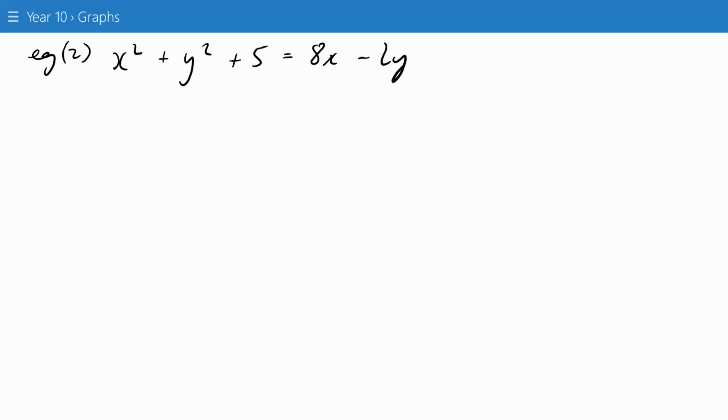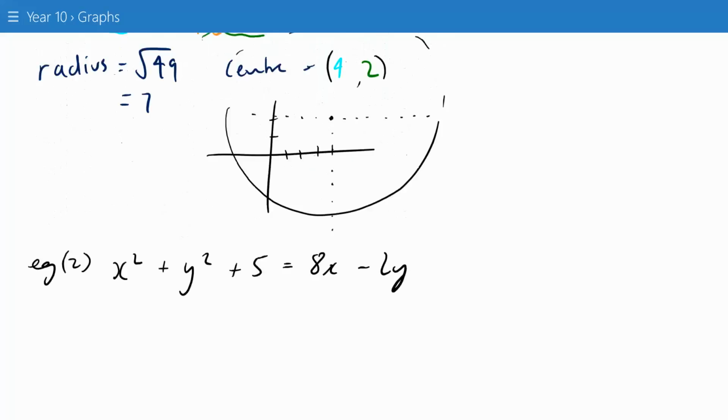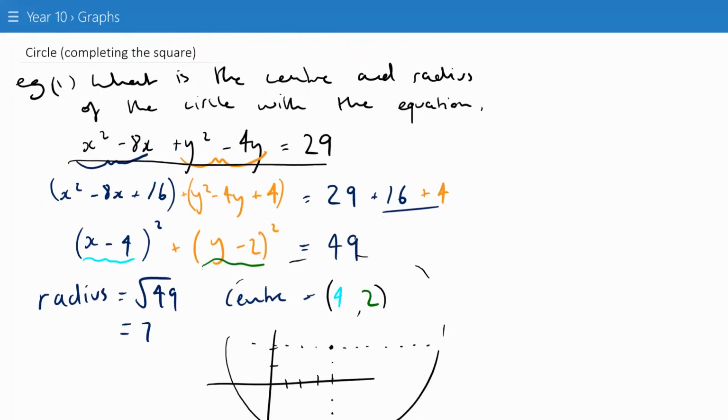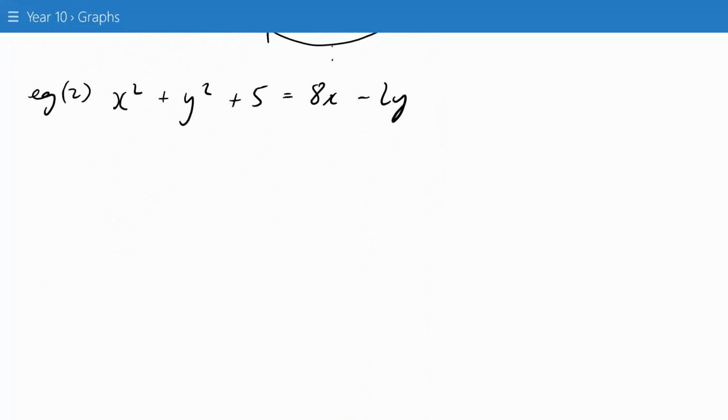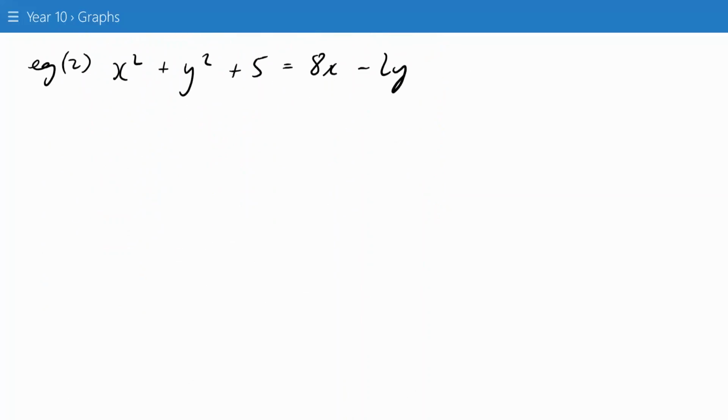Again, you might be thinking, well, this looks a little bit different to this one up here. This is just because we need to move the 8x and the minus 2y to the left-hand side of the equation and move this 5 to the right-hand side. So I'm going to move this over here.